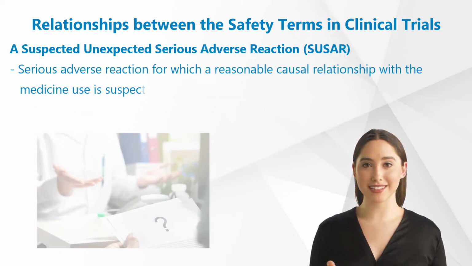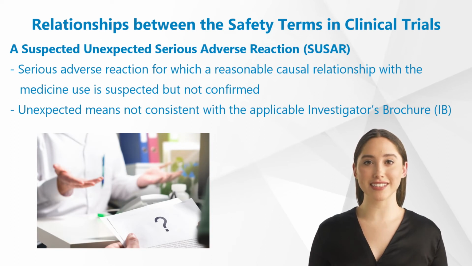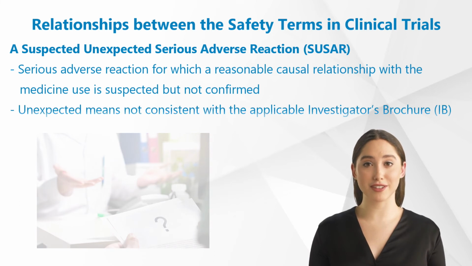A suspected unexpected serious adverse reaction is a serious adverse reaction for which a reasonable causal relationship with the medicine use is suspected but not confirmed. Unexpected in this context means not consistent with the applicable investigator's brochure.